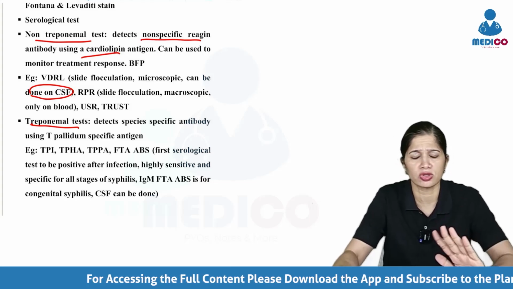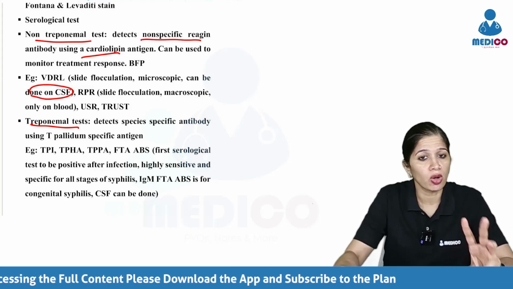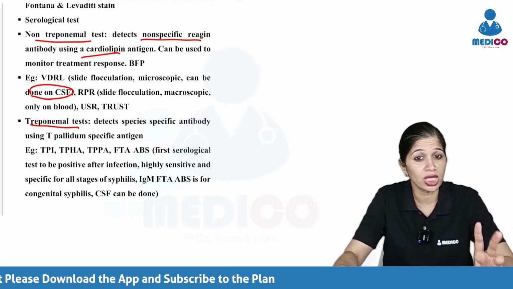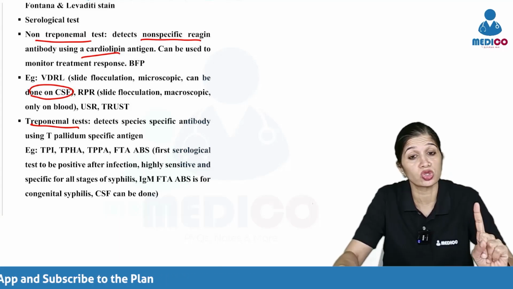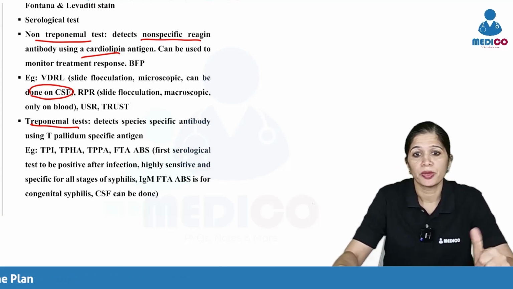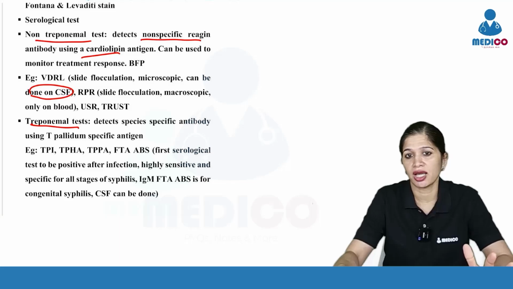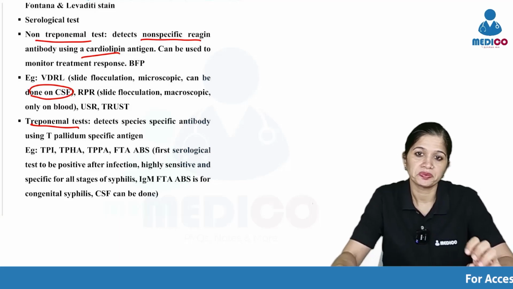Then there are others also. You leave that. Just remember, non-treponemal uses reagin antibodies. It's non-specific. It is used to check for response to treatment. There's a possibility of BFPs, and VDRL and RPR are the prototypes.